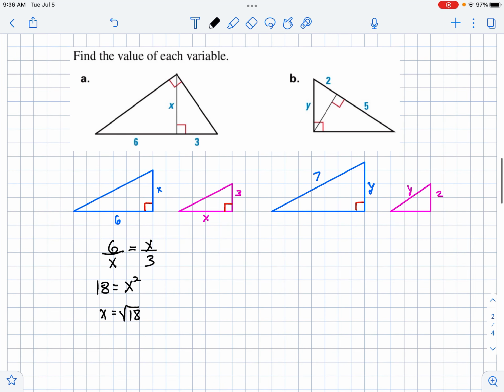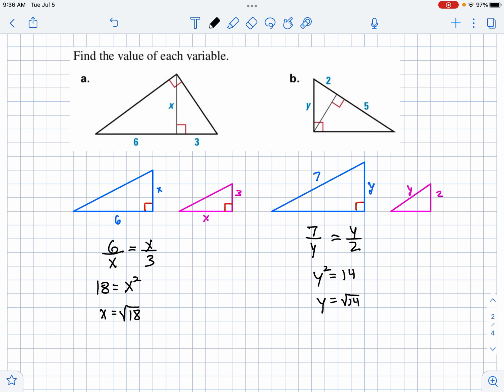Now we come over here to part B. Let's see what we've got here. We've got 7 is to y, so this side here is 7, what y is to 2. So it looks like we've got y squared equals 14, and y equals the square root of 14.